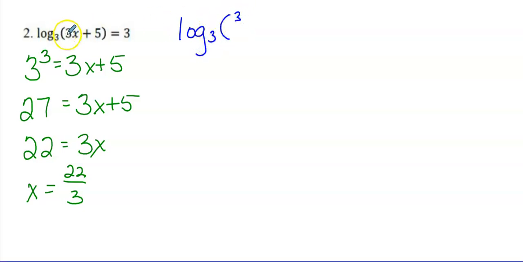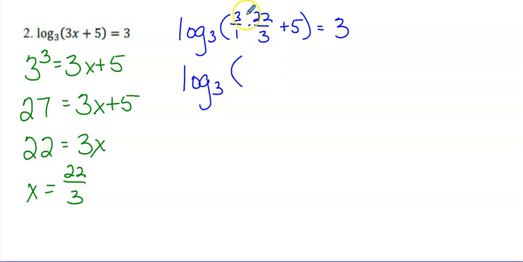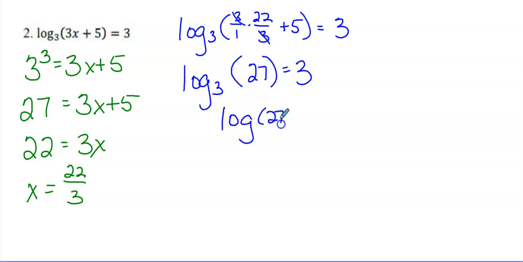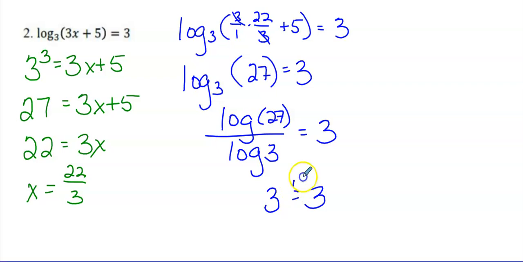I'm going to make this 3 right here, we'll make it a 3 over 1 times 22 over 3 plus 5 equals 3. Okay, so I need to figure out what all this is in here before I use my change of base. The 3's cancel here, so this is 22 plus 5, which is 27. So I can use my change of base, or I can say, well, I know 3 cubed is 27, so that does check out. But if I wanted to use my change of base, if it didn't work out that way, enter that in your calculator, it would come out 3 equals 3. So then we can say that this is a solution.